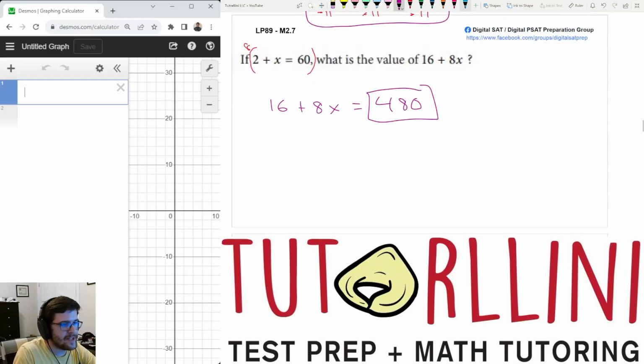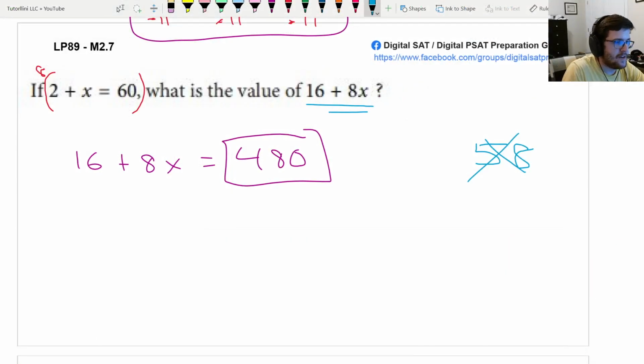Just always make sure you answer what they're asking you guys. Okay. So many people would have put 58 as an answer. But that is wrong. It is not 58. That would only be if they were asking you for x, which they're not.